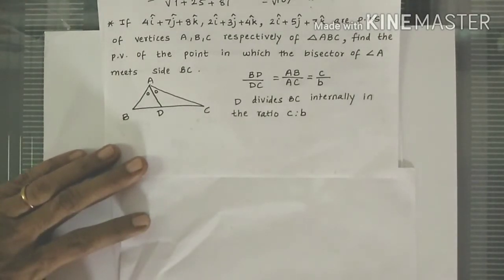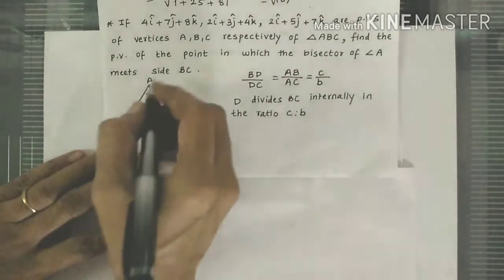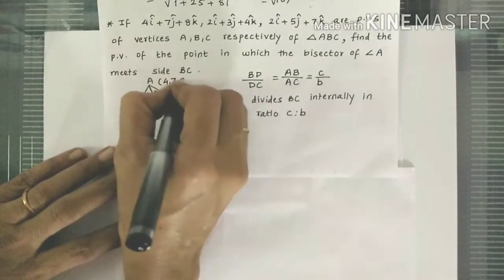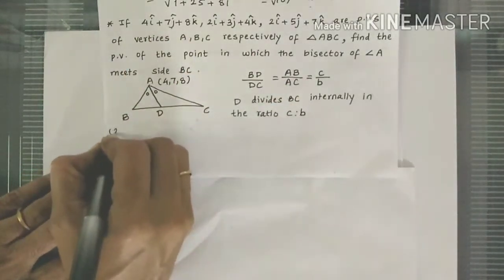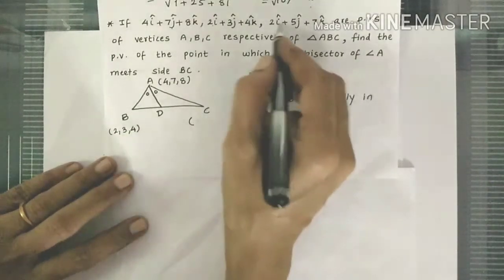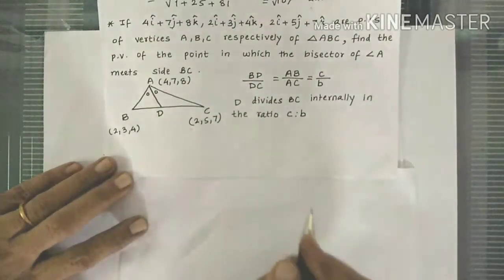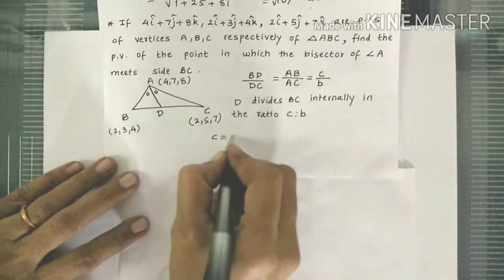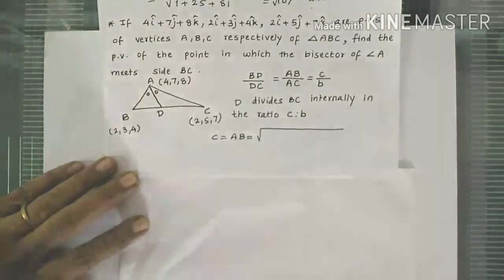So let's find the position vector of point D. So A is given 4, 7, 8. B is 2, 3, 4. C is 2, 5, 7. So what we need is, first of all, c and b. c is side AB. So c equal to AB. Using distance formula, let's find this.